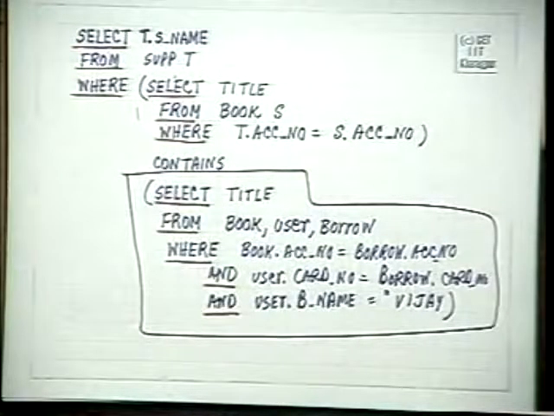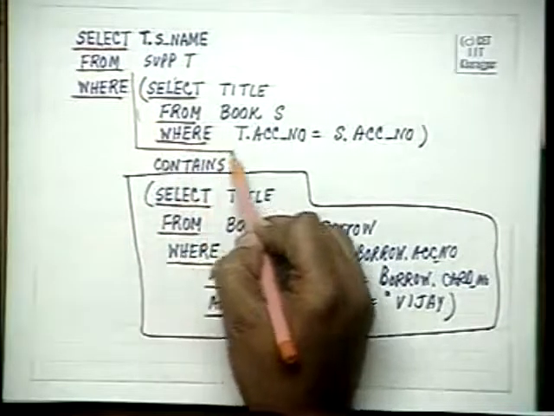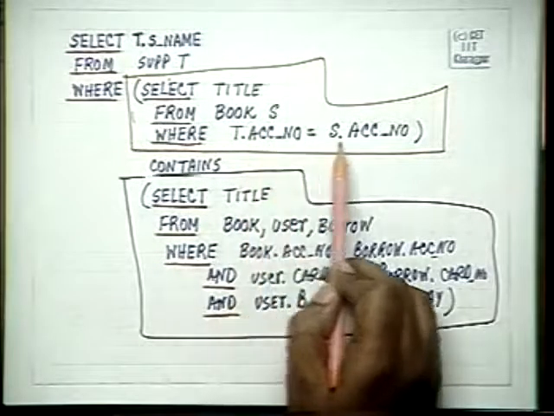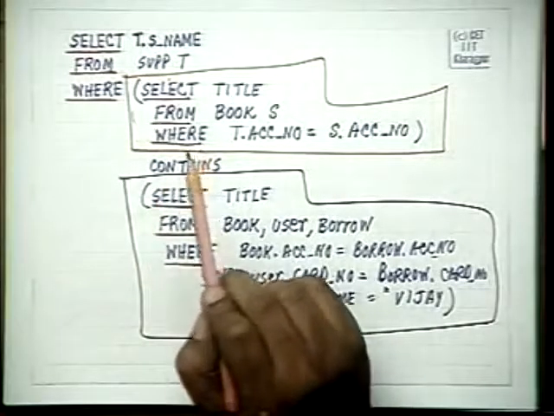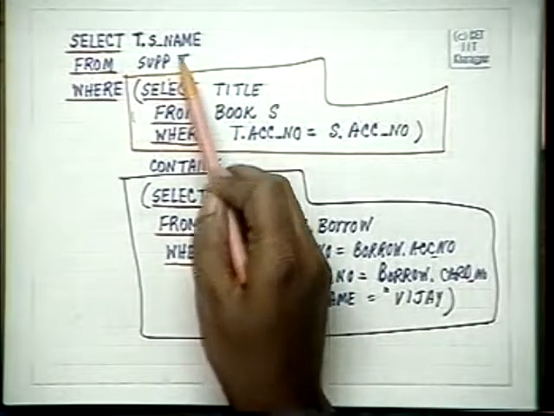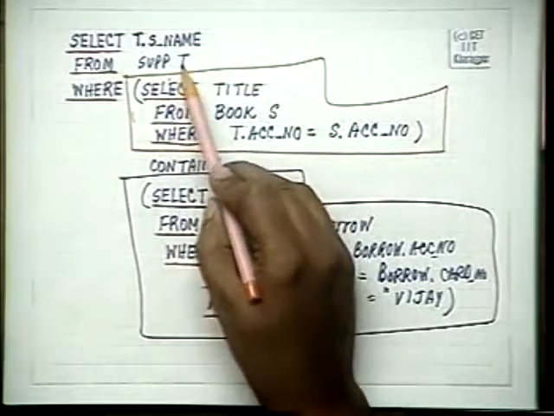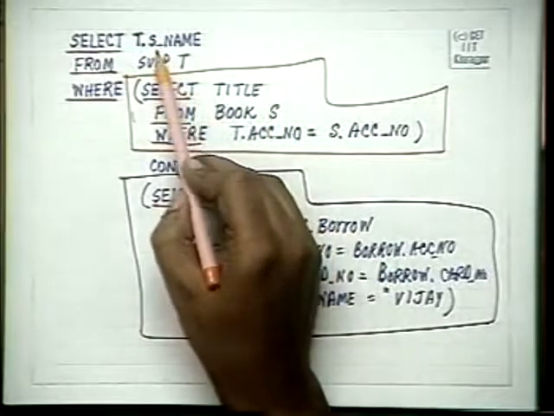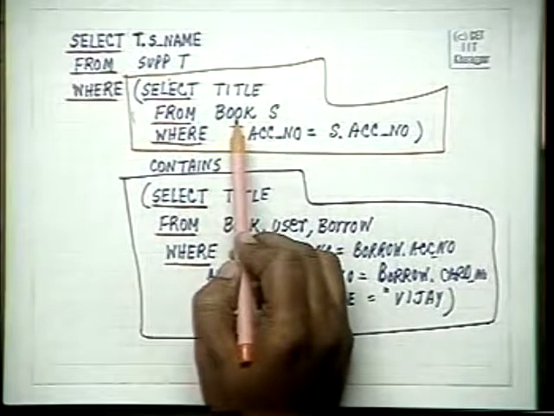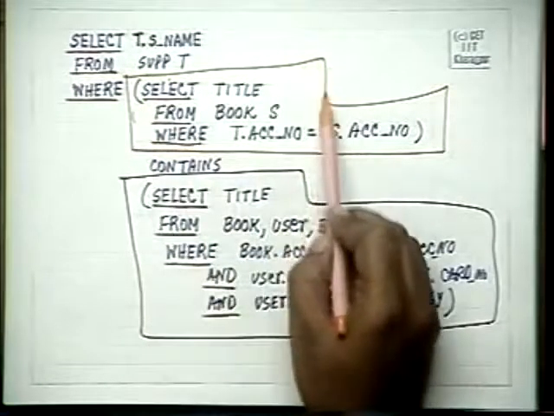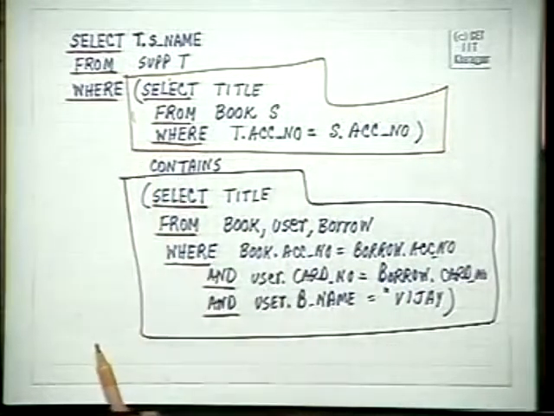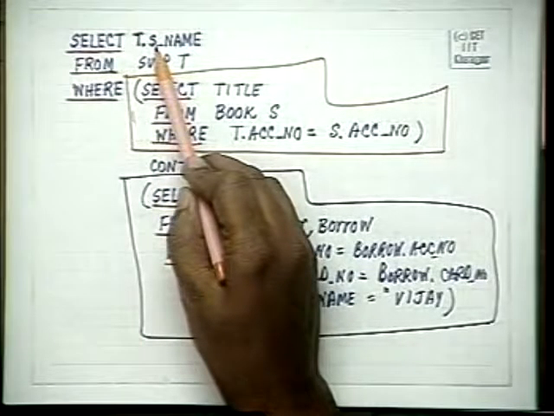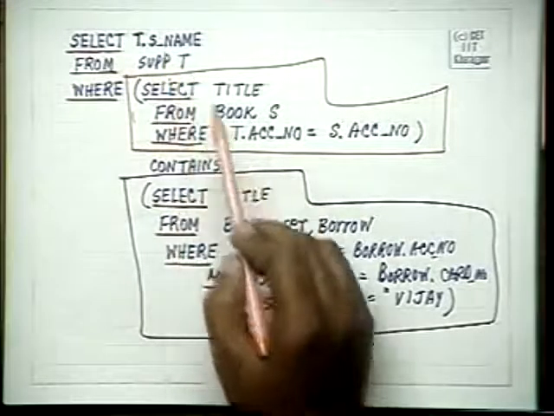This part, the part which is slightly above it, select title from book S, where T.accession number is equal to S.accession number. Actually, we are using ideas of tuple relational calculus here. We want that T in tuple relational calculus, where this T.accession number is equal to the S.accession number. That is, I want T such that there exists a title whose accession number is equal. So this will select out all possible titles of all books which is supplied by a particular supplier, any supplier. Take any particular supplier, that supplier must have supplied this book.